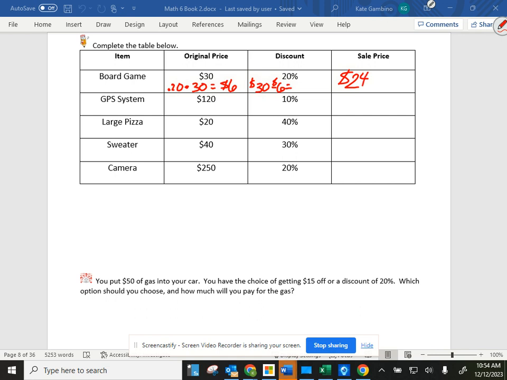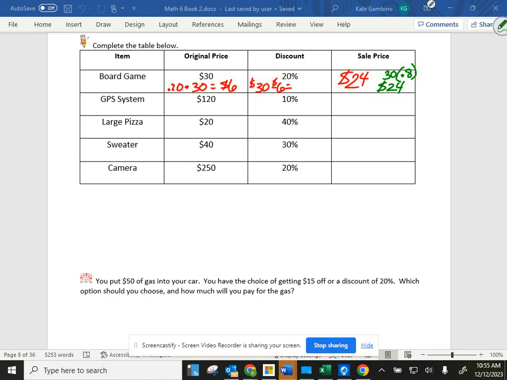$24. Or you could say, I want to do the original amount times 100% minus 20%, which is 80%. 30 times 0.8, and I get $24. Either way, you get the same answer.